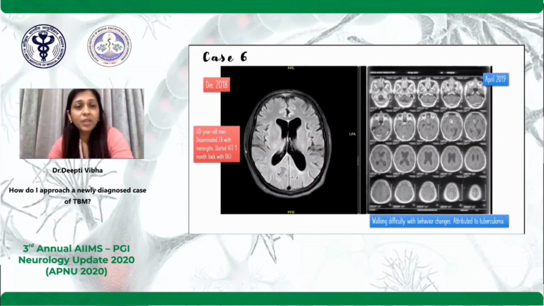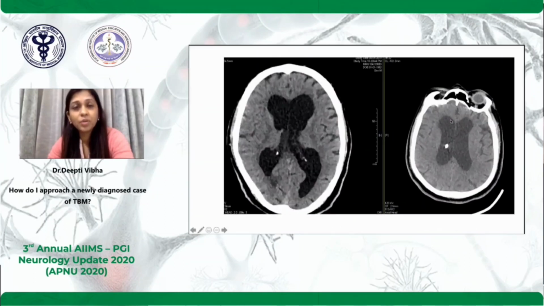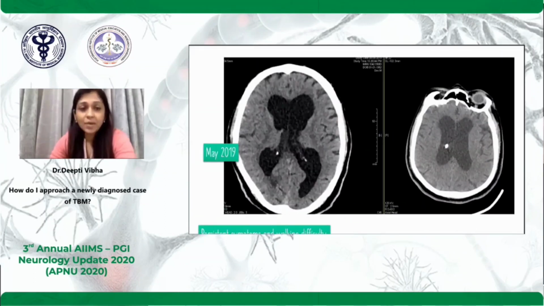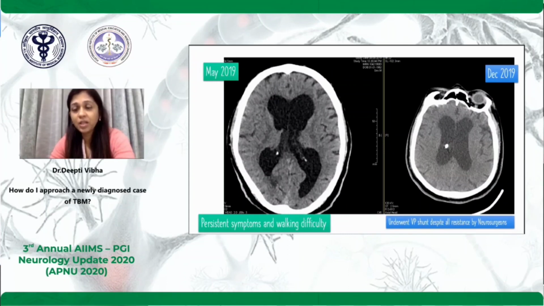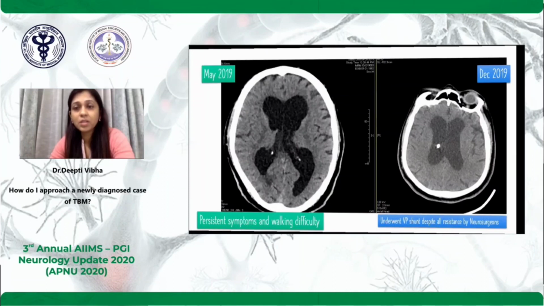Then this is a beautiful case which I would like to share, and this would be my last one, I think. This patient came to me in December 2018 with disseminated tuberculosis, started on category 1 ATT, and had initially DILI, with walking difficulties later, which were attributed to frontal lobe tuberculomas, and no VP shunt was done. Then in May, he had persistent symptoms with walking difficulty. The neurosurgeons refused to do any VP shunt. However, he later went on to have a VP shunt despite all resistance.